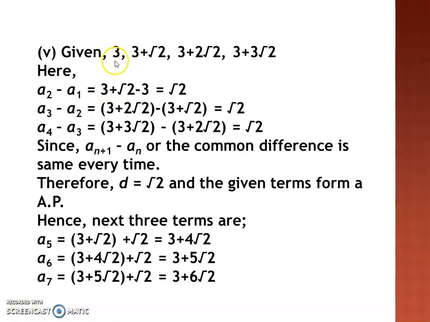Now here the given terms are 3, 3 plus root 2, 3 plus 2 root 2, 3 plus 3 root 2 and so on. So here also if you see the common difference, A2 minus A1 is root 2, A3 minus A2 is also root 2, and all the differences between the terms are coming as root 2. So this is also in AP. And if it is in AP, then you can write the next 3 terms. The next 3 terms will be 3 plus 4 root 2, 3 plus 5 root 2, 3 plus 6 root 2 and so on.